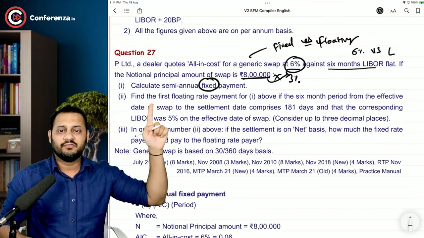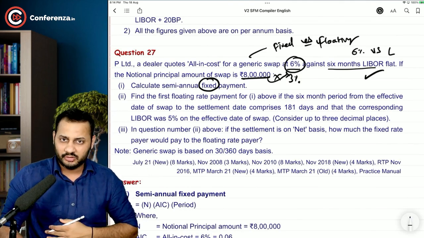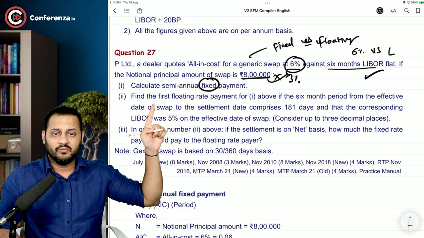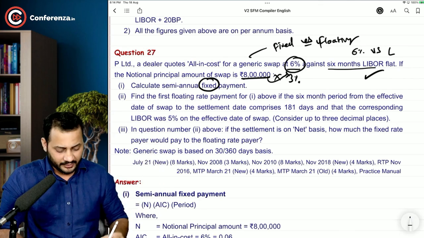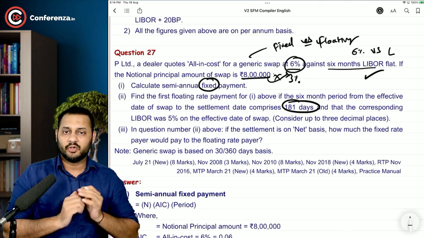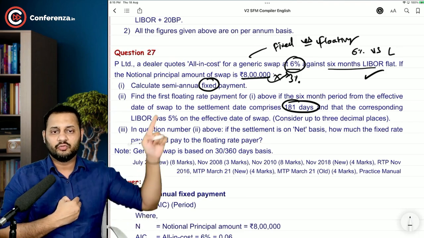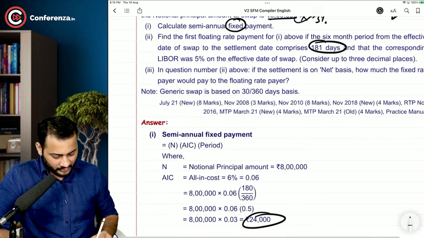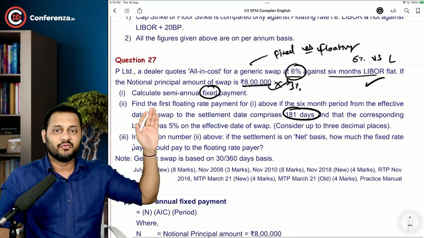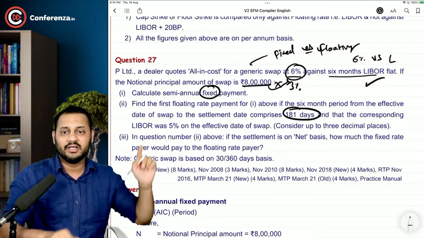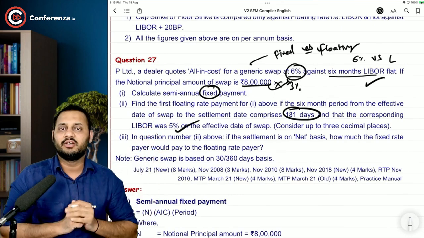Now, find the first floating rate payment. Floating rate means this LIBOR. For the above, if the 6 month period from the effective date of swap to the settlement date comprises of 181 days. Now you have to take it in days. Generic swap is based on 30 by 360 days. So in the case of 6% also, 30 by 360 means for 6 months, it is 180 days. But in the case of floating rate, they are saying consider 181 days in the 6 months and that the corresponding LIBOR was 5% on the effective date of swap.